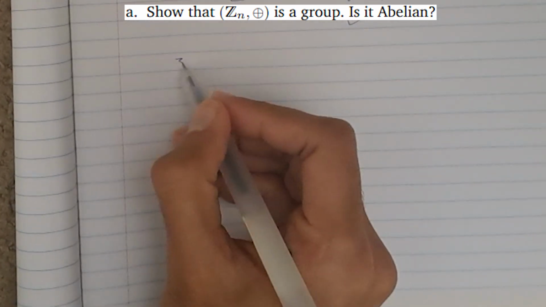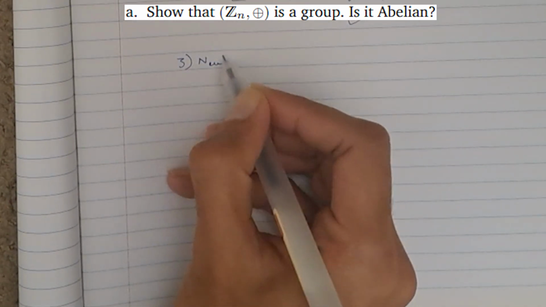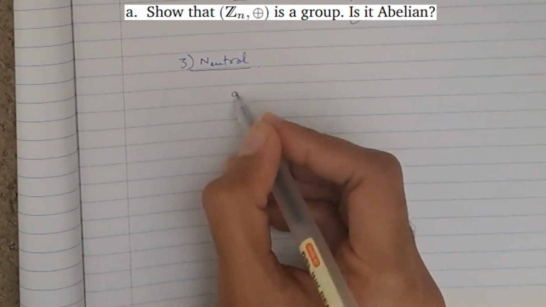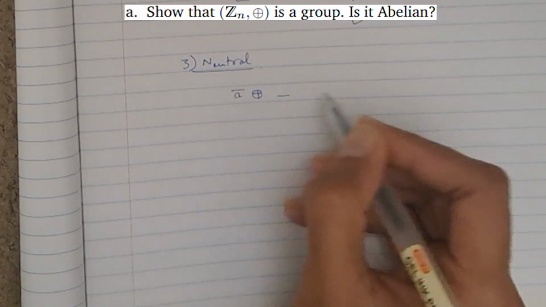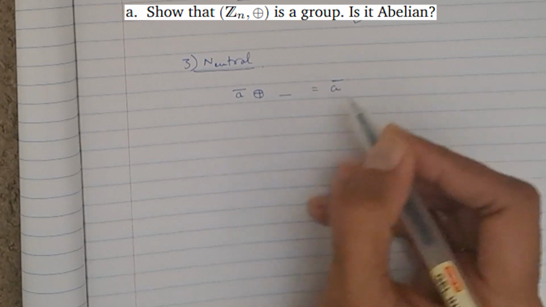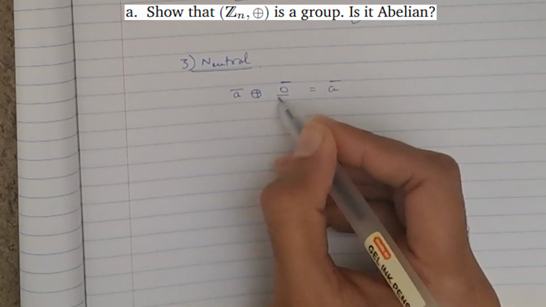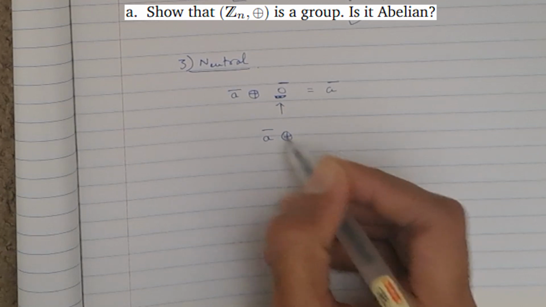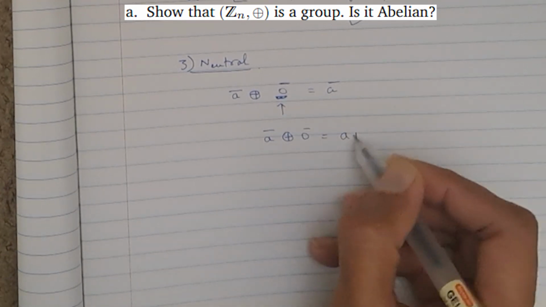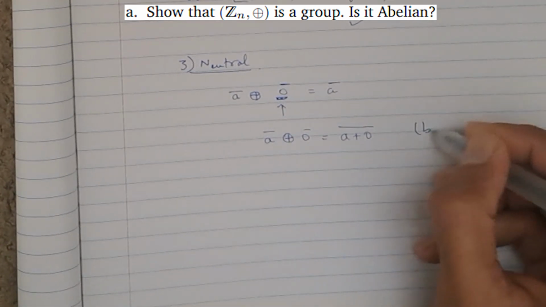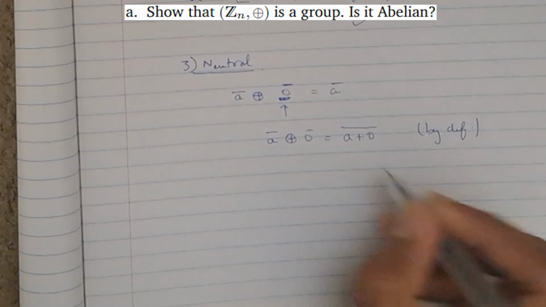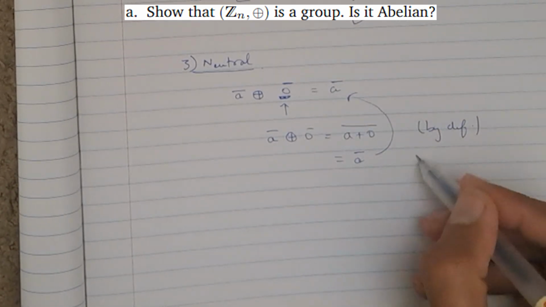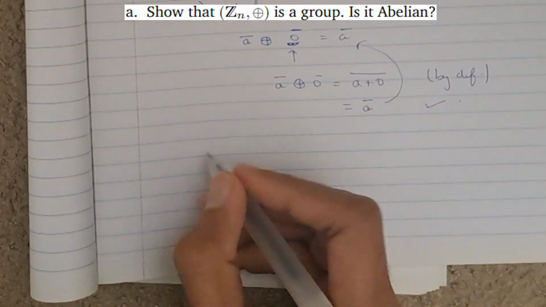Let's now think about the neutral element. This is again fairly simple. You must find something here that returns A. In this case, that's obviously this. Why this? Because A plus 0 is A plus 0, this by definition. And this is just A, which is true. So that's a neutral element.